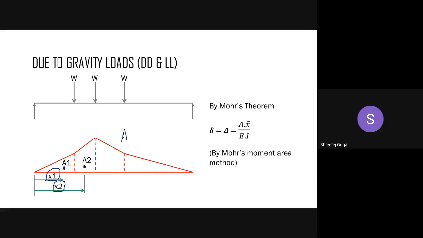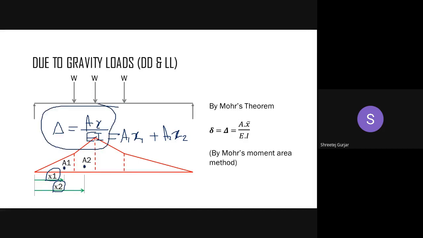So once you calculate A1 x1 plus A2 x2, that will give you your total A X bar. That divided by EI will give you your delta. So this is the general equation which you need to remember: A X bar divided by EI. Area is the bending moment diagram area, X bar is the distance from your support, and EI is your flexural rigidity, E into I.